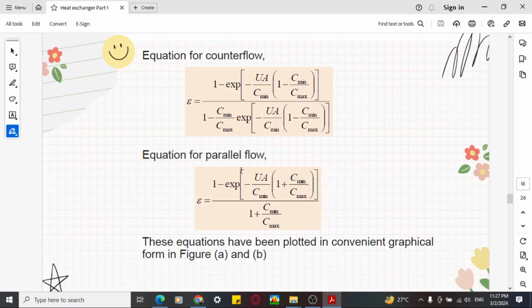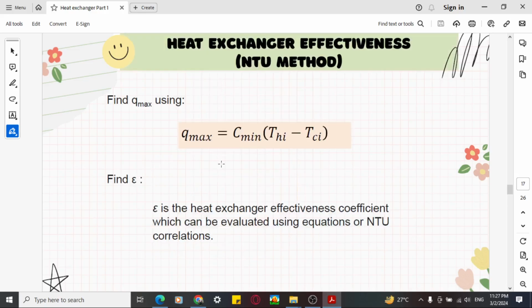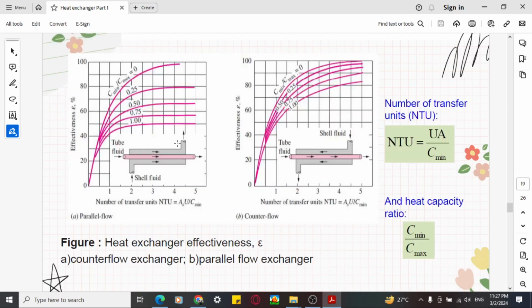Actually, this effectiveness may seem difficult for you. Actually, these things you can get from the graph. No need to worry. You just use your graph and take a look. For the graph, you need to find the effectiveness. What should I find to read the graph? You need to find C minimum over C maximum.